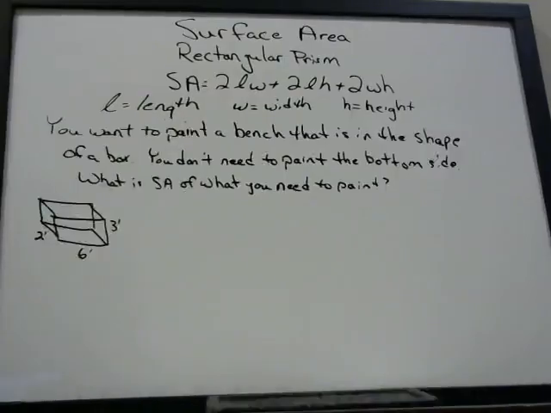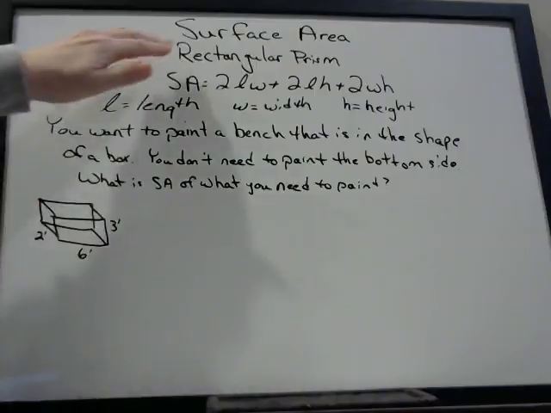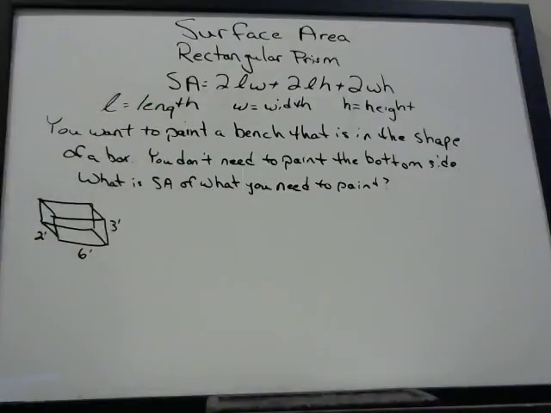So here's a word problem in which they're going to test to see if you really understand what's going on in this formula. You want to paint a bench that's in the shape of a box or a rectangular prism. You don't need to paint the bottom side because the bottom is going to be laying on the ground, so you don't need to paint that side. What is the surface area of what you do need to paint? Let's say these are the dimensions. The length is 6 feet, the width is 2 feet, and the height is 3 feet. So what is the surface area of what we need to paint?